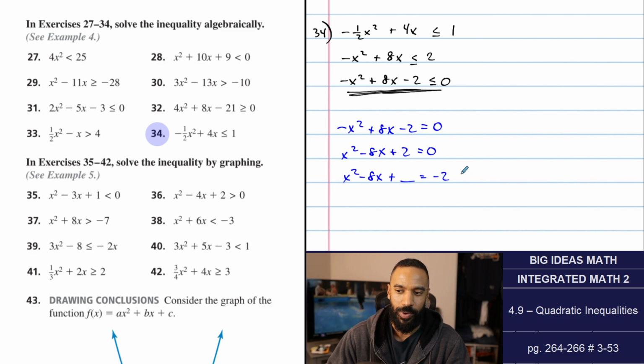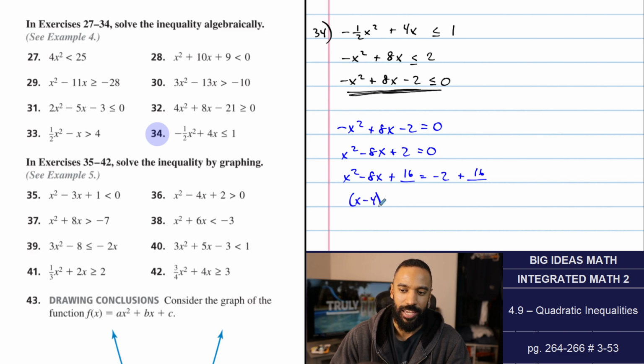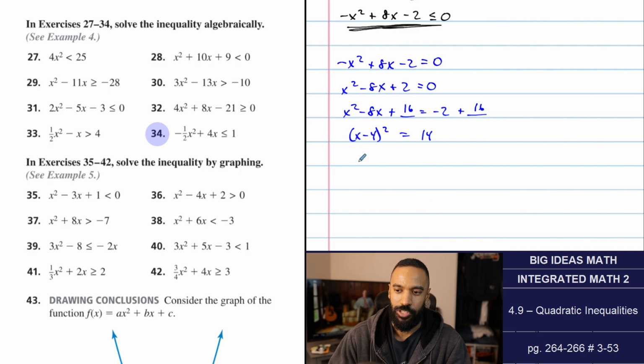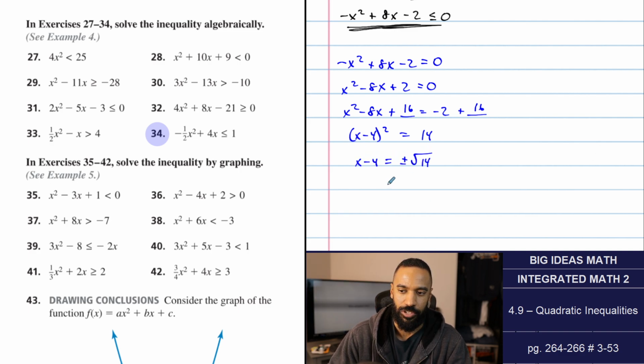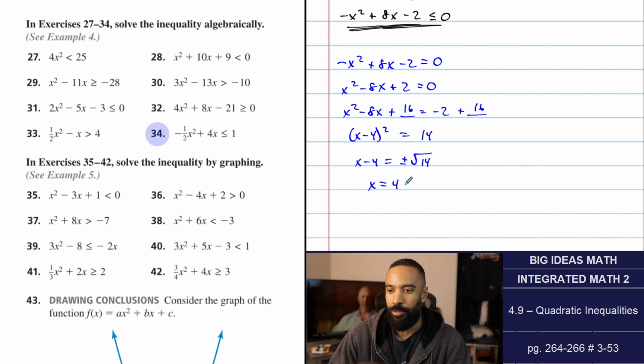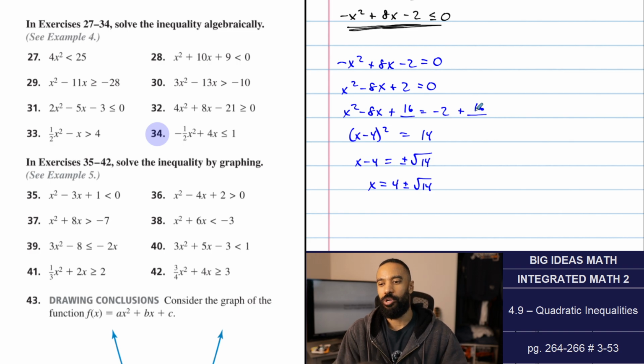I'm going to complete the square on these, and divide by 2 squared is 16. This factors to x minus 4 squared, and that's 14. Take the square root of both sides. This is faster than quadratic formula. And add 4 to both sides. So, 4 plus or minus root 14.